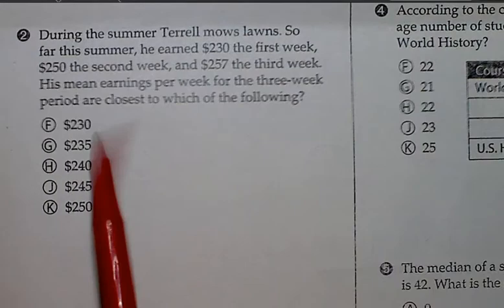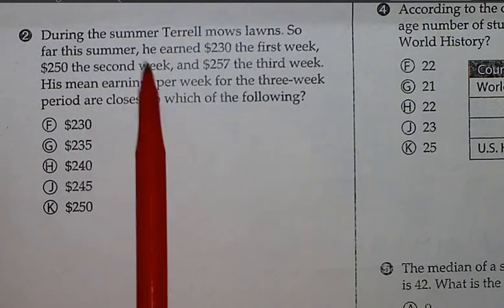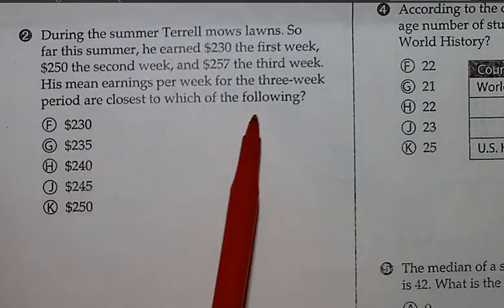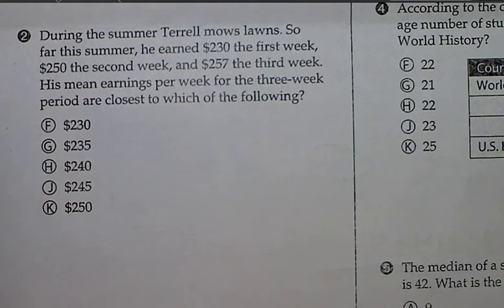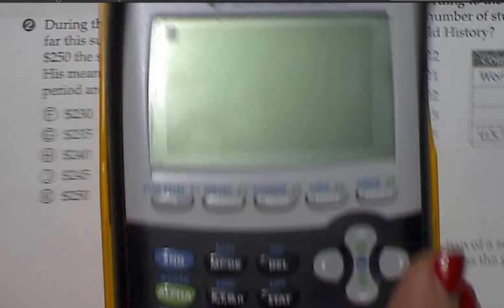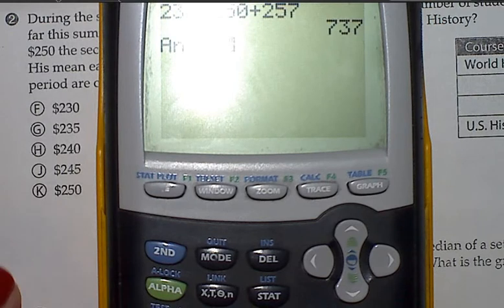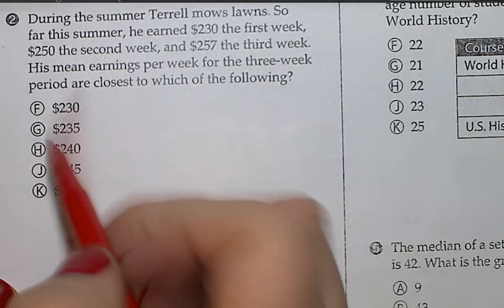So it says that this particular gentleman mowed lawns in 1 week, 2 weeks, and 3 weeks, and this is what he earned. And what is the average of those 3 weeks? You simply add up all 3. And when you add up all 3, you don't get an exact amount. That threw off a few students in my previous hour. So 230 plus 250 plus 257 divided by 3. The key here, it says what is the closest to this? The closest answer is 245.